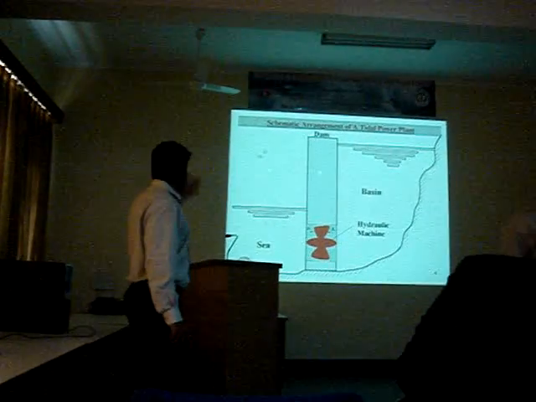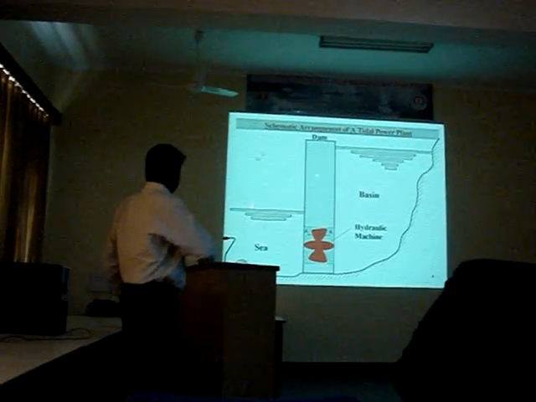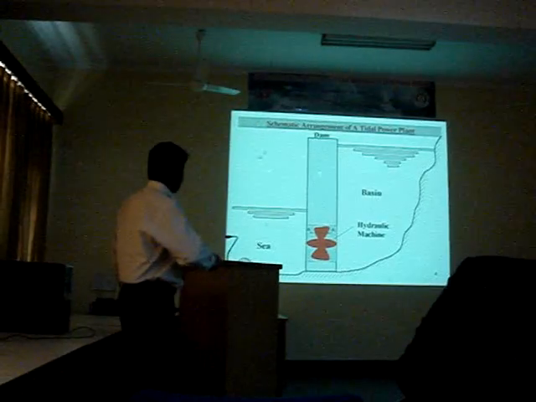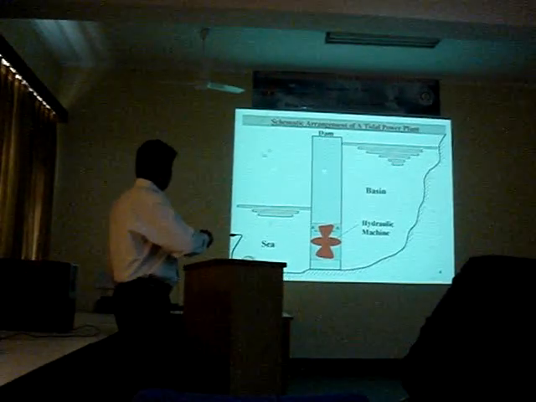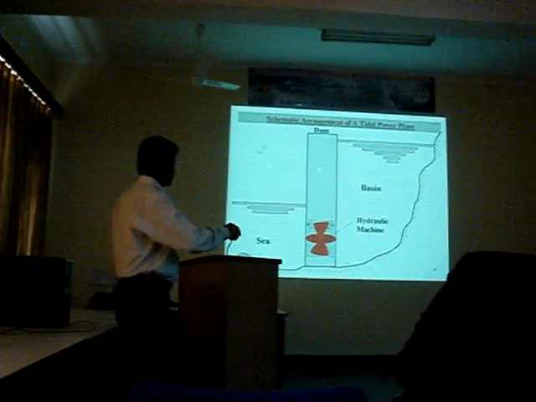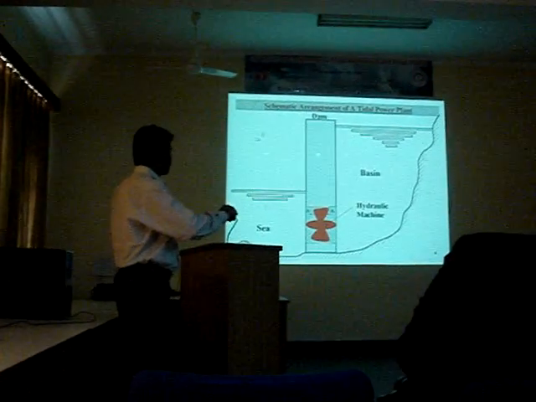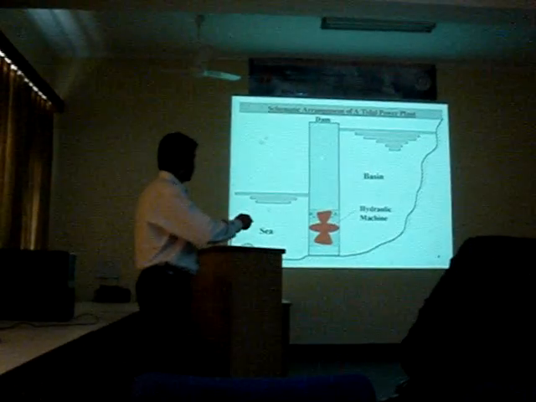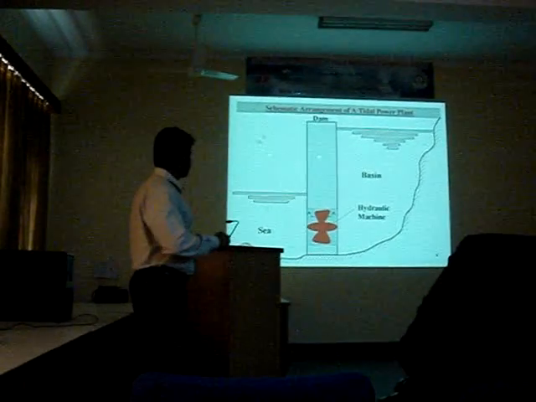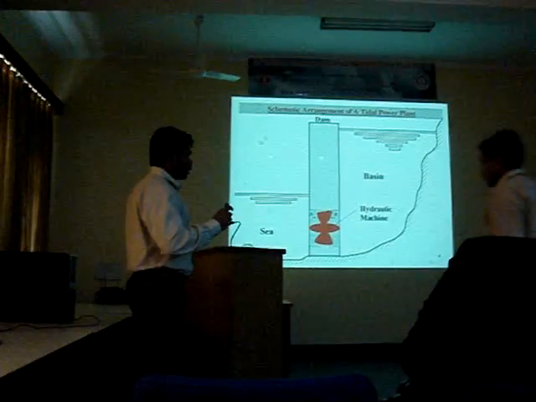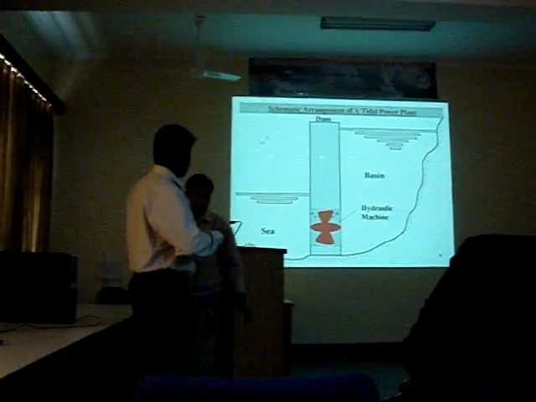This is a schematic of a hydro power plant. This is the sea side, this is the basin. During the high tide period, water flows from sea to basin. This is normal turbining. Then during the ebb tide period, water flows from basin to sea. This is reverse turbining.